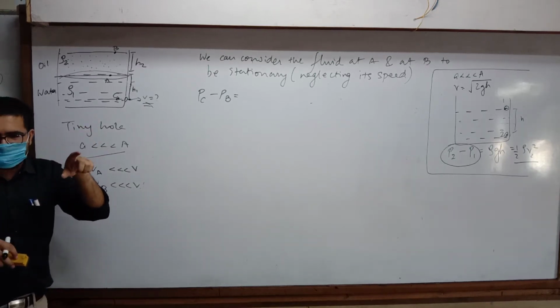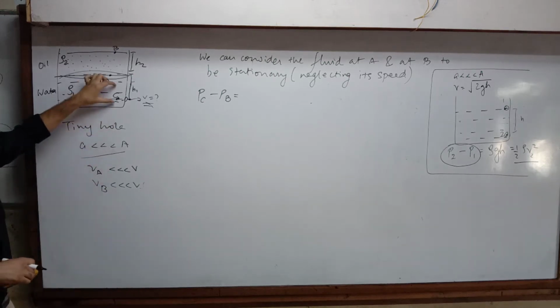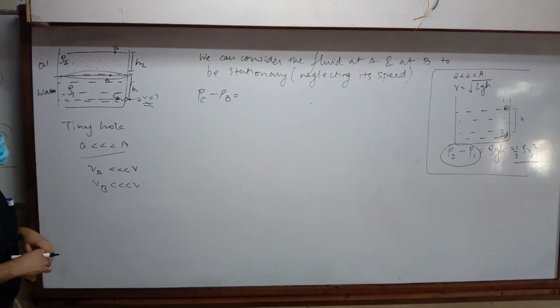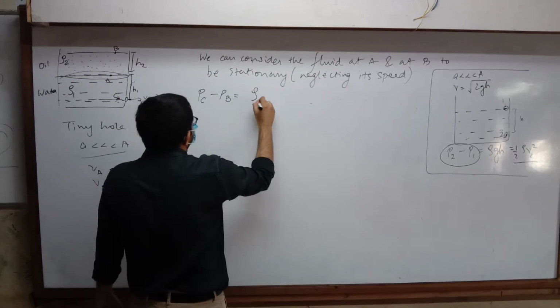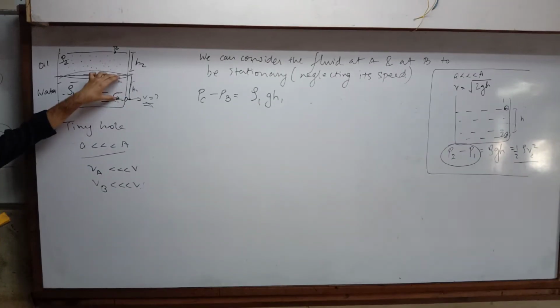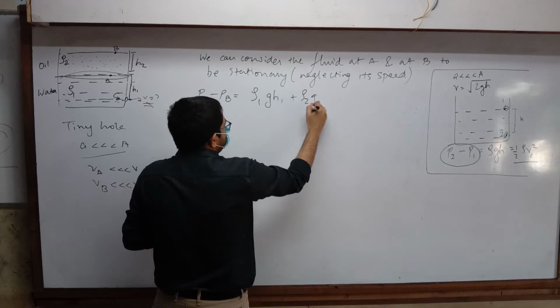Do you remember there was a question where there was spirit and mercury and water? There we had to do it due to multiple liquids. So if I just want to find the pressure difference between C and B, it is going to be rho 1 g h1 for this part. Yes or no? Rho 1 g h1 for this part. Now the part above. Raise your hand if you understood this.